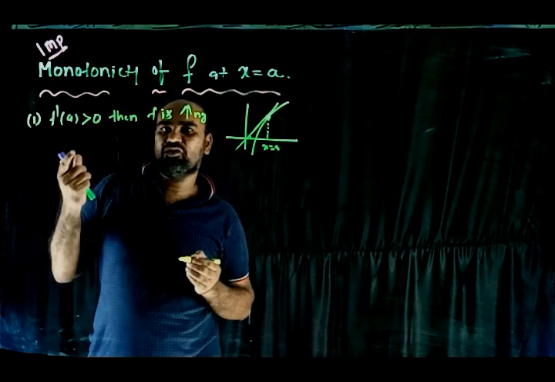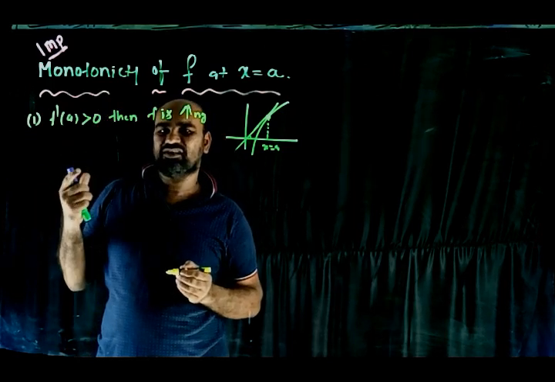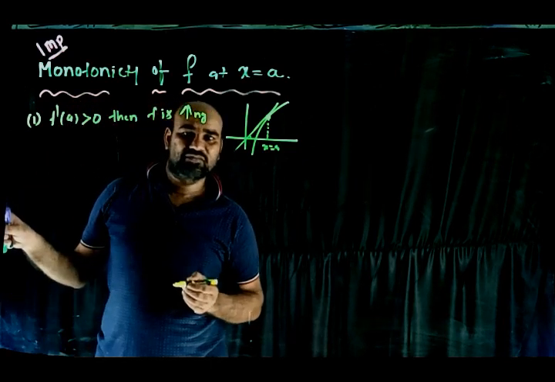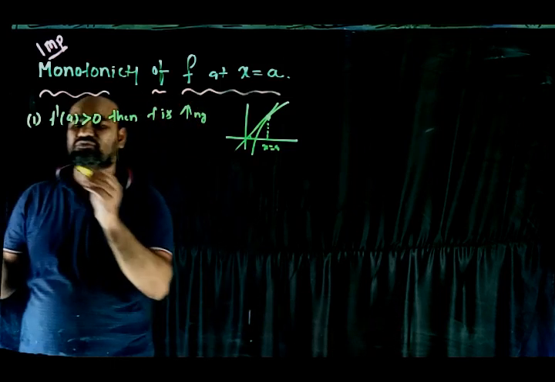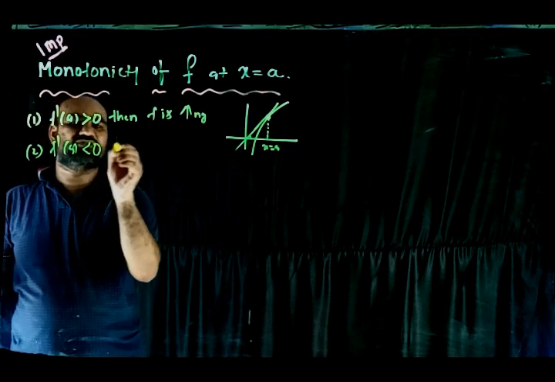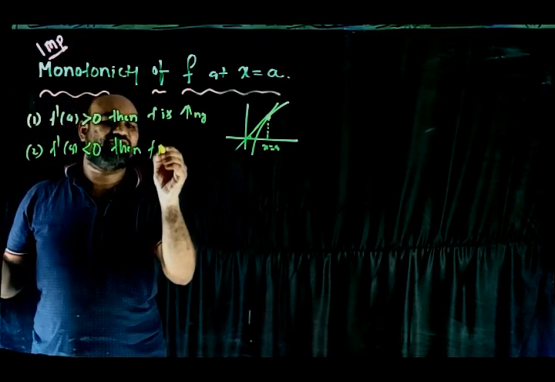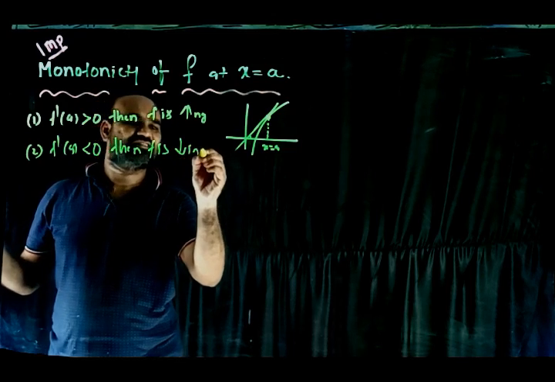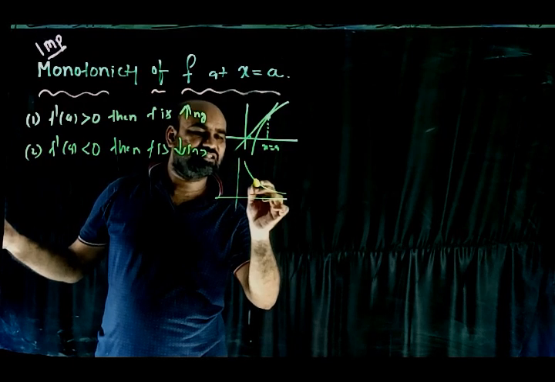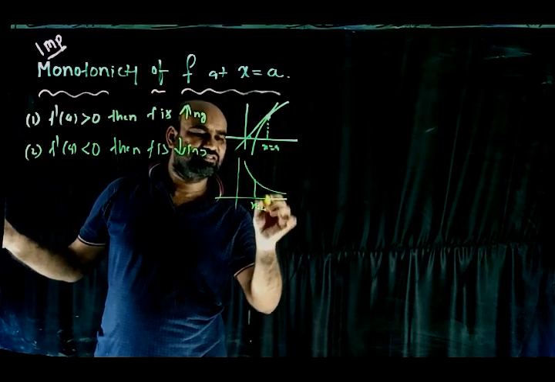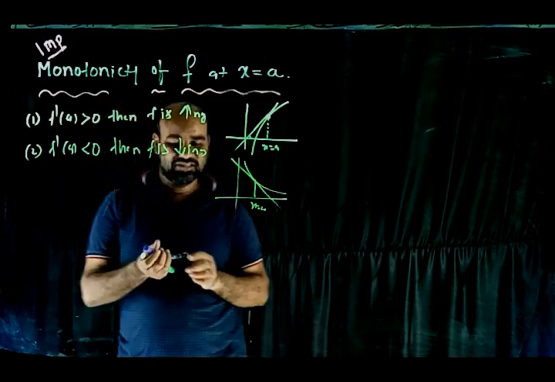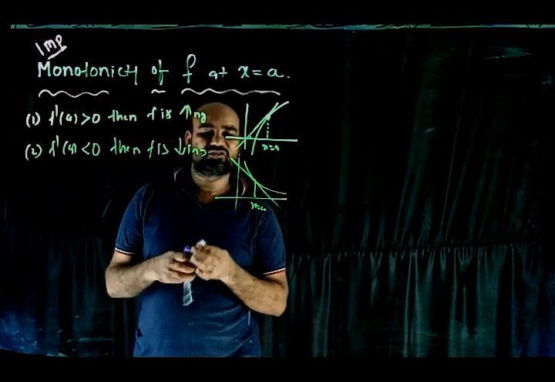Here no word strictly is used, okay, just increasing. At the point we use the word increasing or decreasing, that's all. Second one, f dash of a less than 0, then we can say that f is decreasing. Okay, you can draw a rough sketch for that. Decreasing at x equal to a. We draw a tangent. The tangent will make an obtuse angle with the x-axis in the positive direction, so that's why its slope is negative.